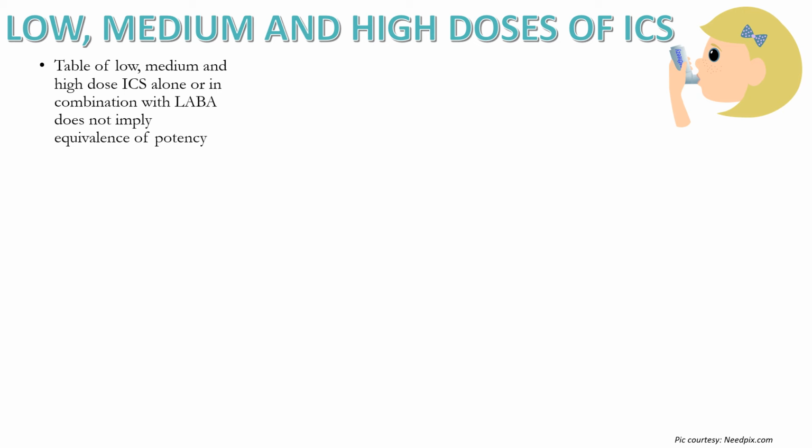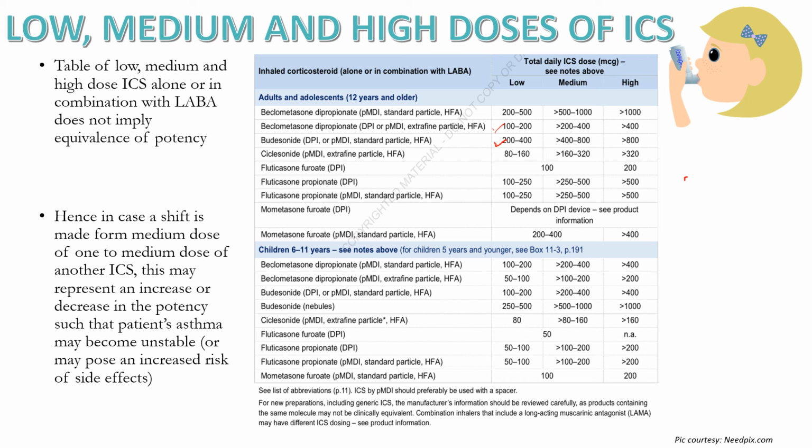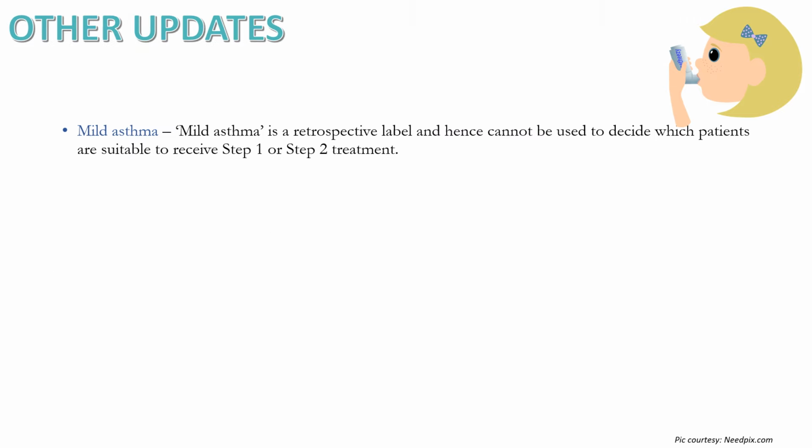A table of low, medium, and high dose inhaled corticosteroids alone or in combination with LABA does not imply equivalence of potency. What GINA means to say over here is that the low dose of beclomethasone dipropionate is not equally potent as the low dose of budesonide. I hope you are able to understand what I'm trying to say. So if you shift, for example, from a medium dose of one to a medium dose of another inhaled corticosteroid, this may actually represent an increase or a decrease in the potency, such that a patient's asthma may become unstable or may pose an increased risk of side effects.